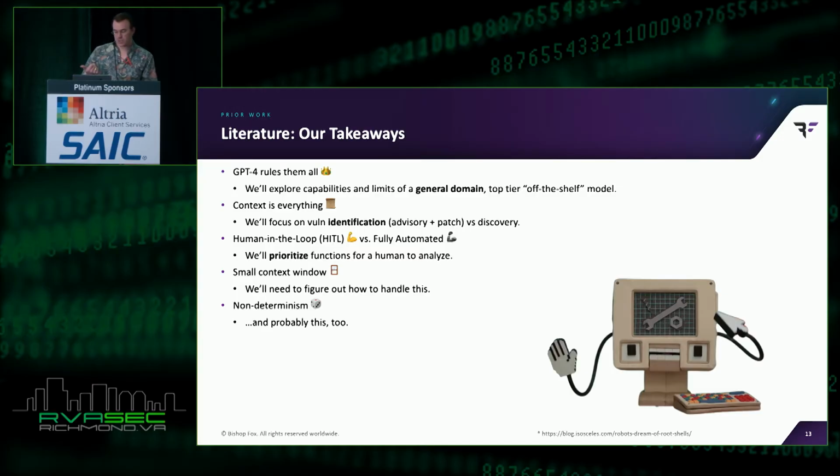We're going to focus on human-in-the-loop as well. And we're going to have to solve for the problem of small context windows and non-determinism. So with that overview of LLMs in the literature, I'm going to pass it off to Josh to give us a primer of end-day vulnerability analysis, and then he's going to dive into his own approach he took at taking a stab at this problem.